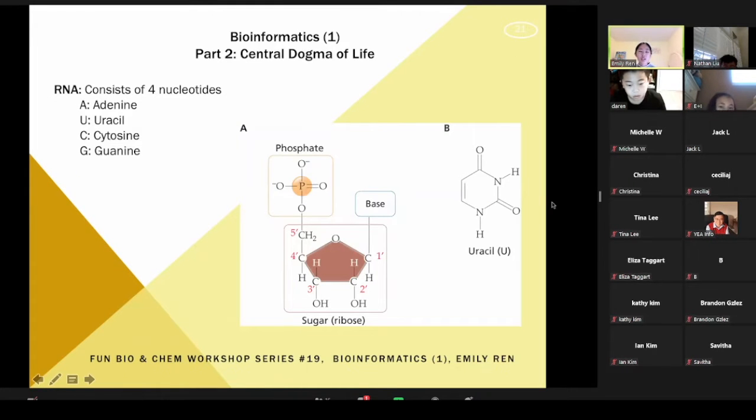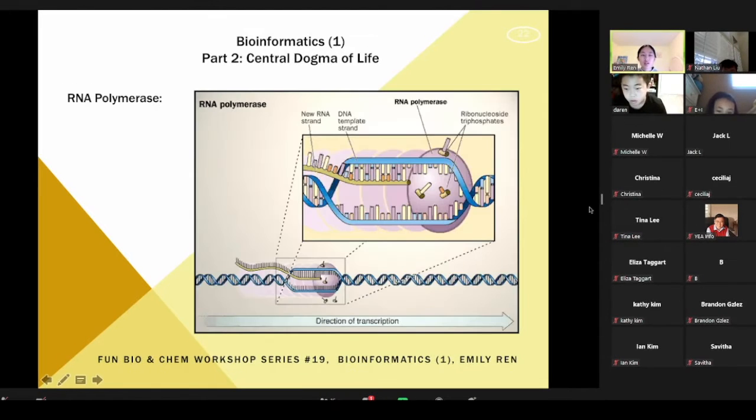Now about RNA, there are 4 nucleotides also, but instead of thymine, we have uracil. Isn't RNA like half of DNA, like 1 strand? Yeah, it is 1 strand, and DNA is 2-stranded. Isn't DNA what makes up our genetic?